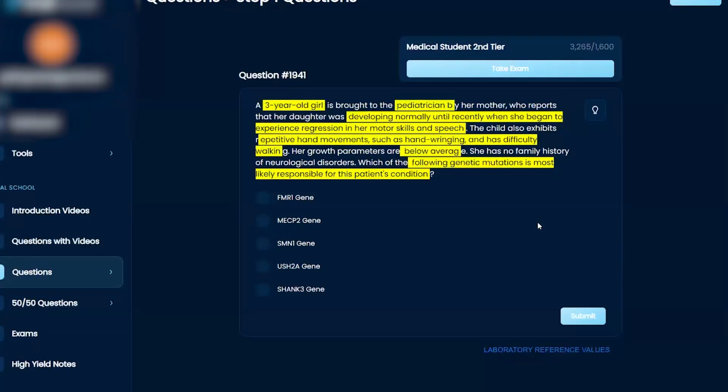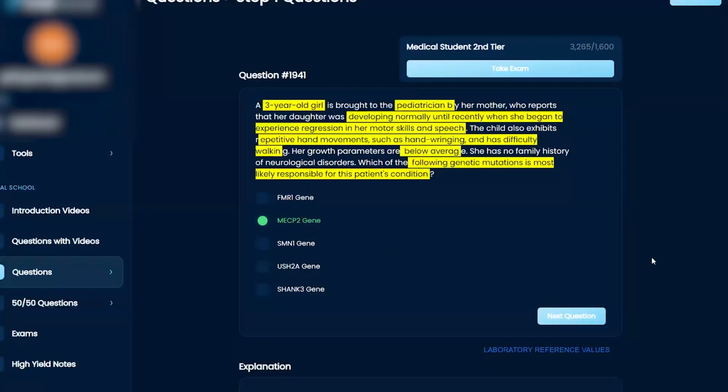This is what I would know is Rett syndrome, is when you have developmental issues in a young girl. And one of the main symptoms that you would see is something called hand wringing. And so this is Rett syndrome, and that is going to be the MECP2 gene.